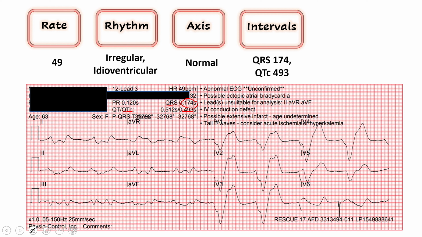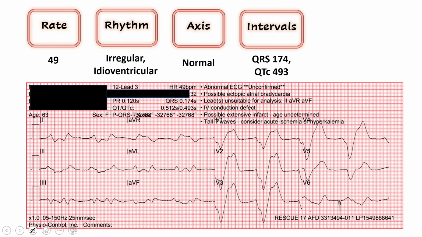The computer's reading this at 493. I wouldn't be surprised if it's even longer. But the QT is probably long because our QRS is very wide. So we have a very, very wide QRS.